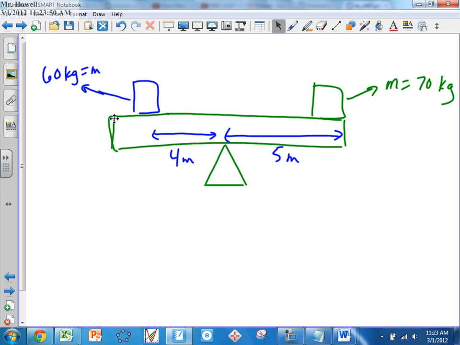When I opened and closed the door, I didn't push next to the fulcrum. I pushed toward the end of the door to make it easier, right? If I push right along the axis, it's very difficult. Same thing here. So the further out you are, the more effect you have.